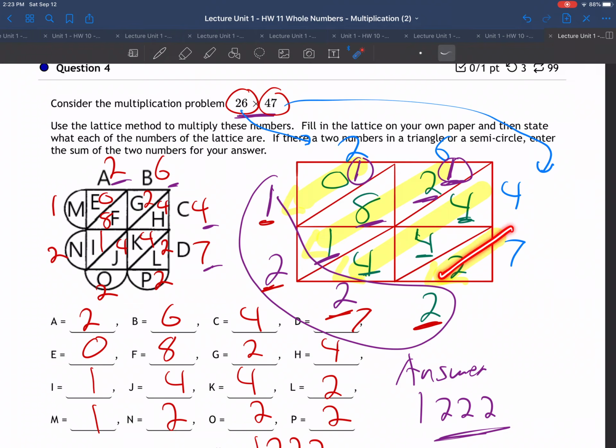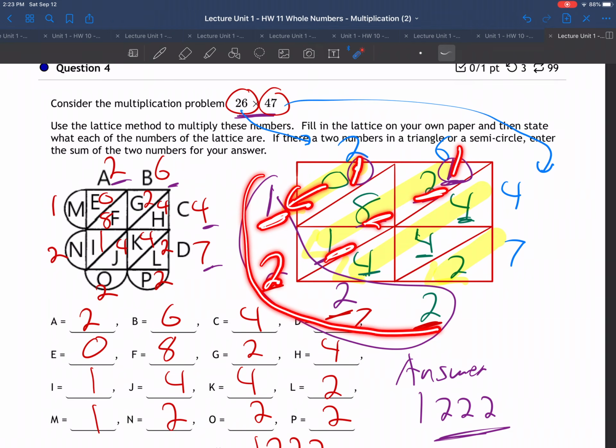And then you add down the diagonal. That's 2, 4, 4, 4 is 12. So this I put a 2 there, and I carried the 1 to the next diagonal. So the diagonals are the focus. So then this 1 with 2, 8, and 1, that made 12 again. 2 carried the 1. And then I added down this diagonal, 0 and 1 is 1. And then there's the answer, 1, 2, 2, 2.